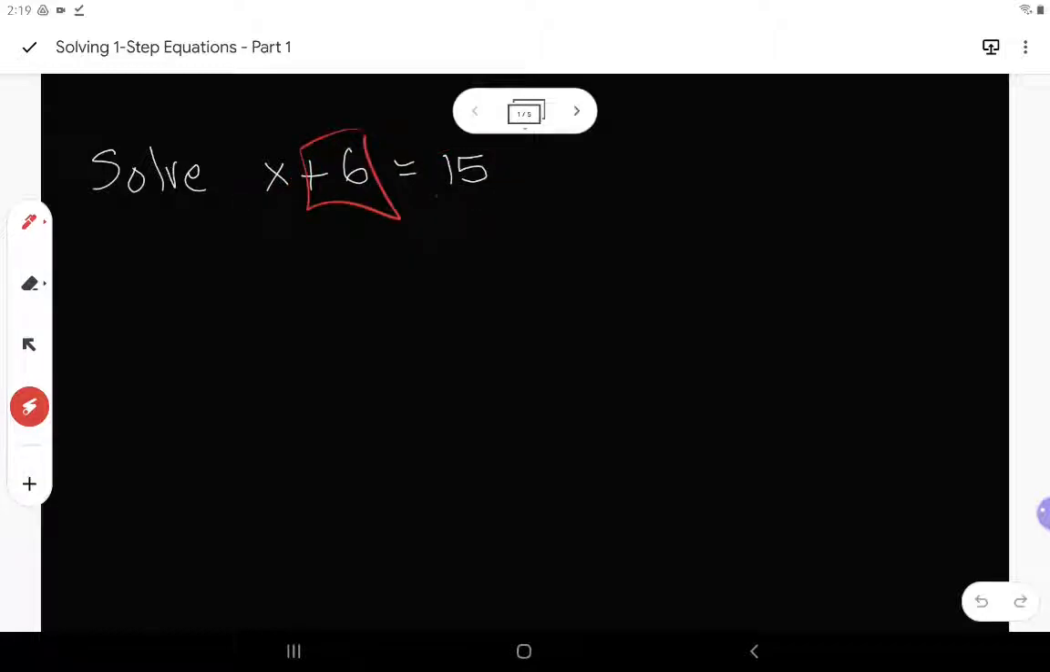When I add 6, I get 15. Hopefully, you can see in your head that it's supposed to be 9. If you can see that, then that's good. Eventually, we're going to get some numbers that are going to be too difficult to solve in our heads. So let's see the process that we're actually using to solve this.